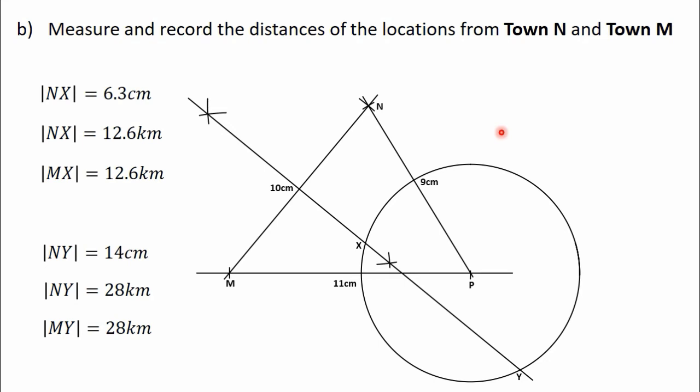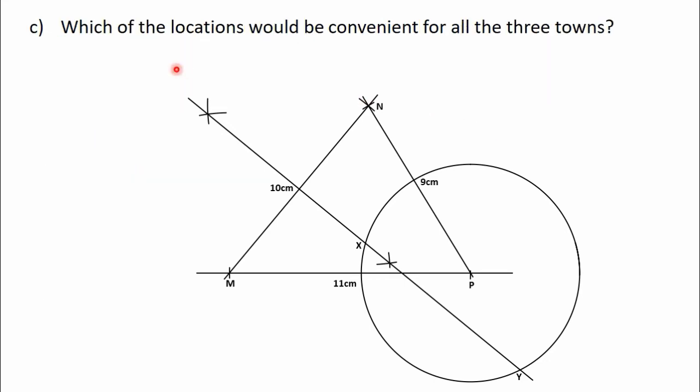Let's consider the last part of the question. The last part of the question says, which of the locations will be convenient for all the three towns? We have two locations, location X and location Y. The question is asking us which one will be convenient for all the three towns. Let's analyze it. We know that the distance between the market and point P is 10 kilometers. So the distance between town P and location X is 10 kilometers, and the distance between town P and location Y is 10 kilometers.